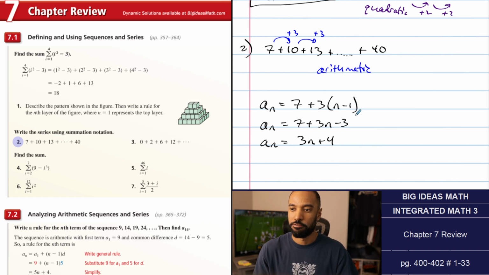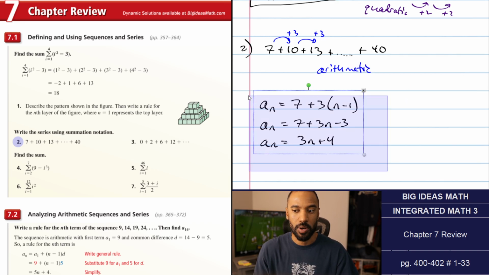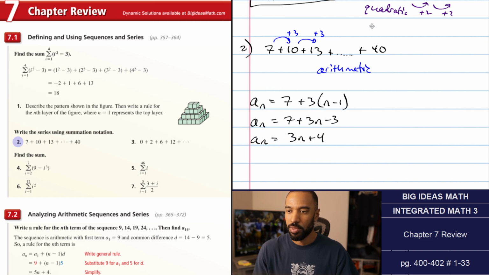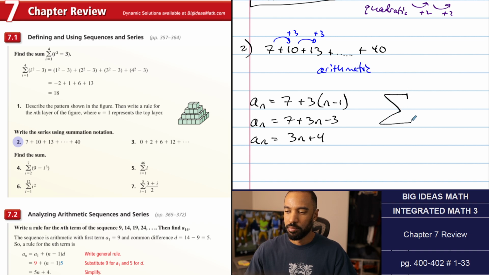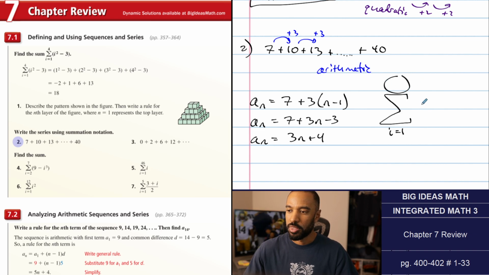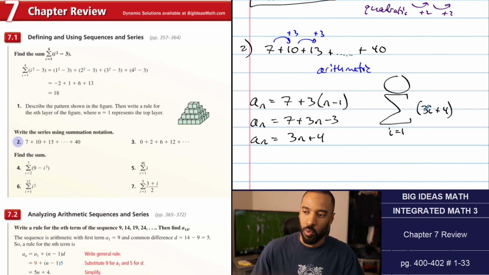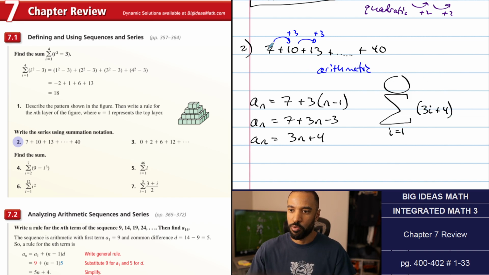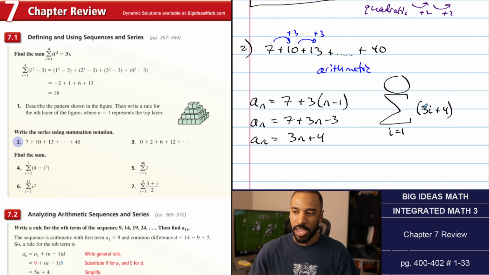So when we write our full final answer here, and we're not quite done, we still have to figure out how many terms there are, but when we write our final answer here, it would have this sigma notation. I'm going to use a temporary variable i, and we're going to go all the way up to some number here. We still don't know what that is, but this is going to be for 3i plus 4. That way, when we substitute 1 in for i, 3 times 1 plus 4 is 7. When we plug in 2 for i, 3 times 2 plus 4 is 10, etc., and it keeps going all the way till we get to 40.